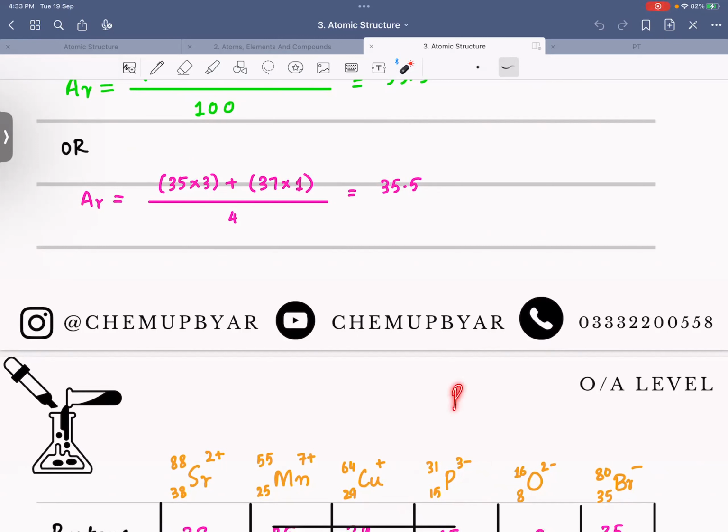But if it's like this, then how many protons does it have, and how many electrons does it have? 15. Because there is no charge, the number of electrons is going to be equal to the number of protons. But if it has a negative charge, the value of the negative charge tells me how many more electrons it has than protons. And if there is a positive charge, the value of the charge tells me how many fewer electrons it has than protons.